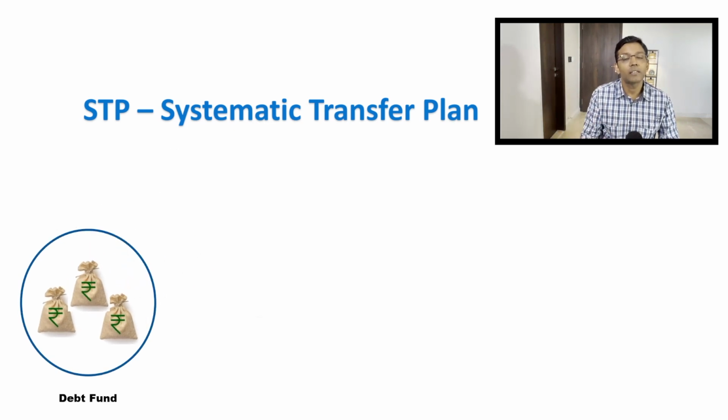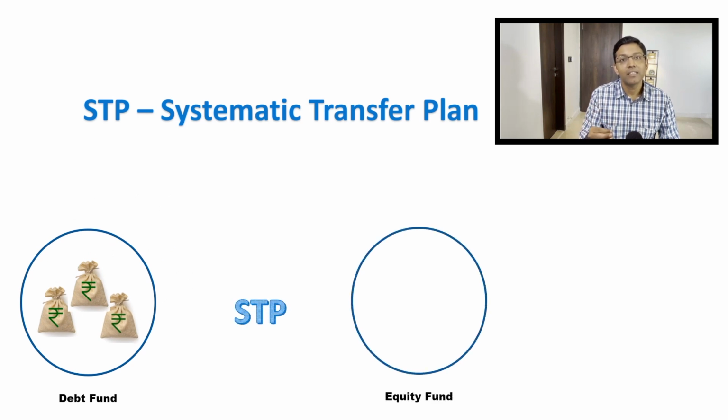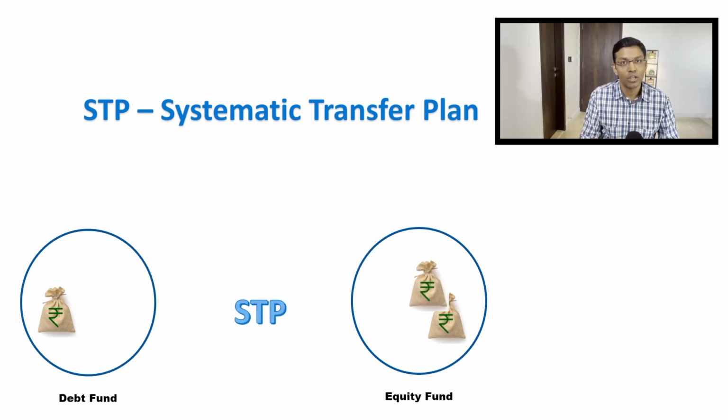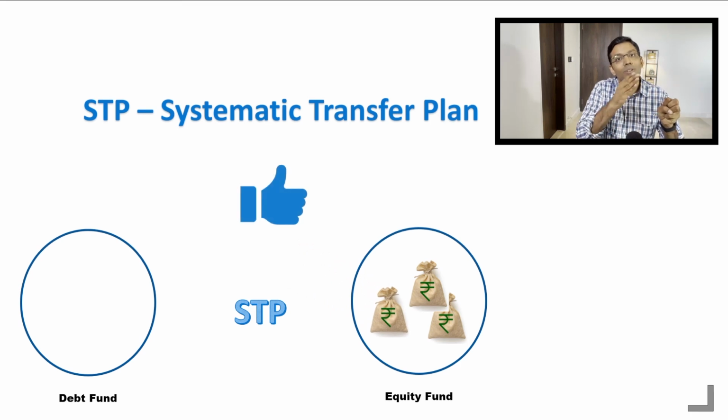So systematic transfer plan is basically used alongside SIP, especially when you have a lump sum cash coming to you. So you park it in a safer fund, then over a period of time, you gradually transfer money into the riskier high return funds. So this is where systematic transfer plan comes into play. Now, systematic withdrawal plan. Where do you use that?